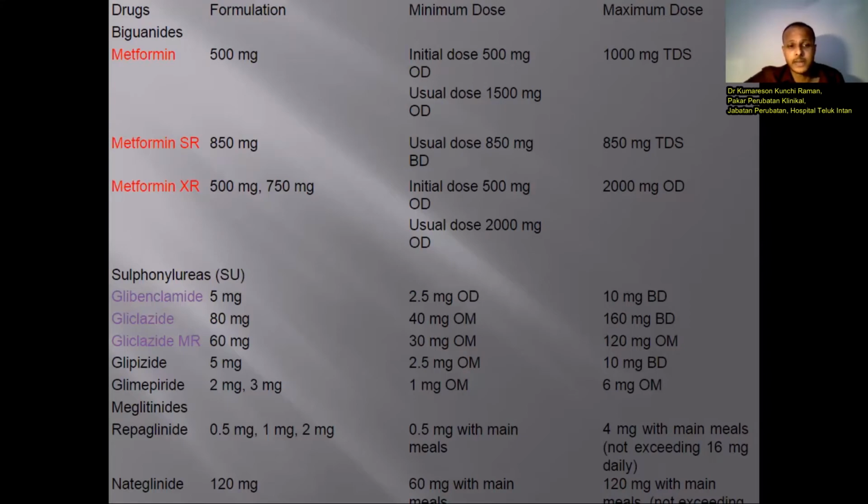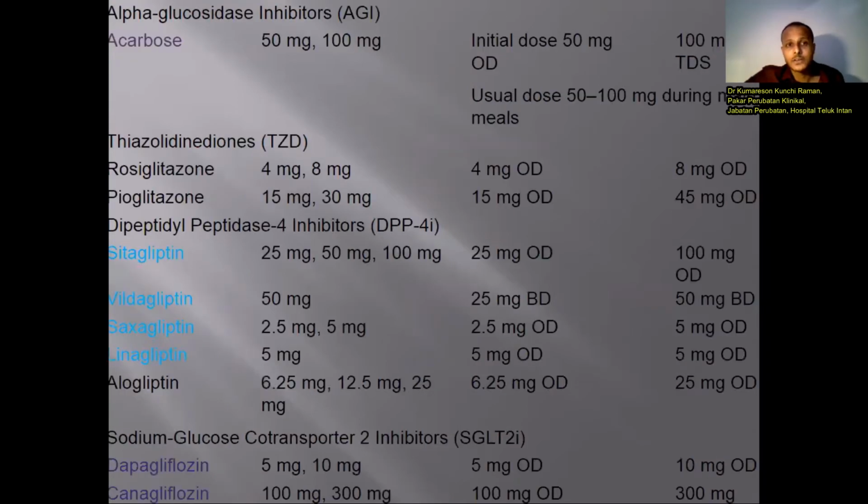Sulfonylureas are glibenclamide, glipizide, and glipizide MR, and the meglitinides are not commonly used in MOH. Alpha glucosidase inhibitors are a fairly old drug, acarbose, and it's almost extinct now, but we still see it being used these days. Thiazolidinediones are not very commonly used.